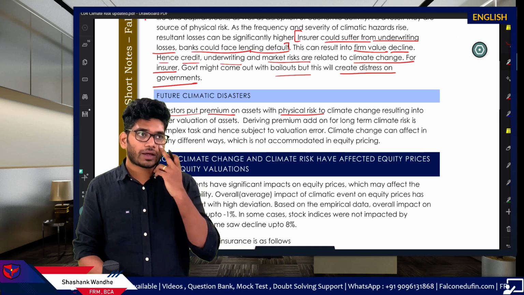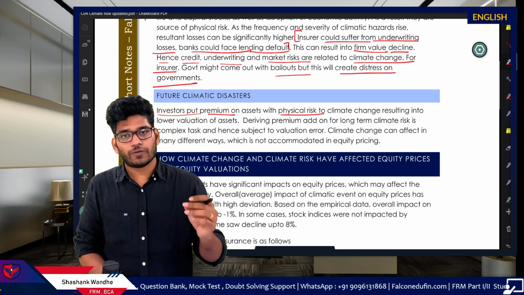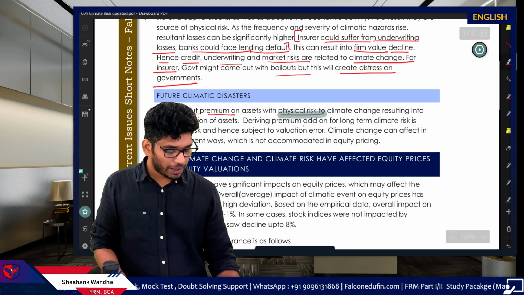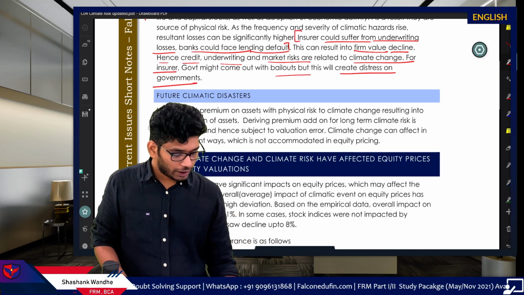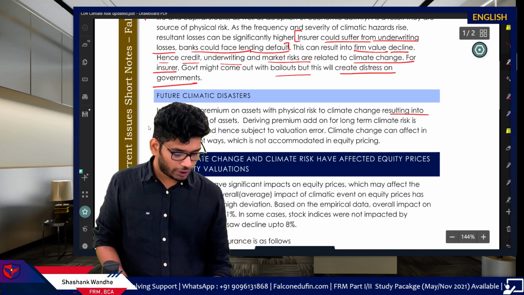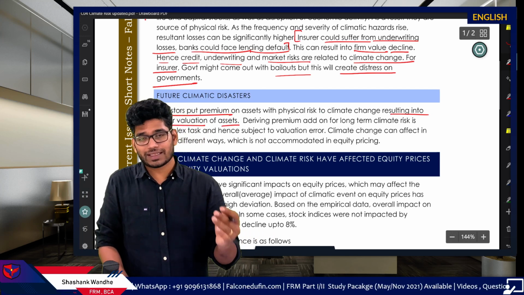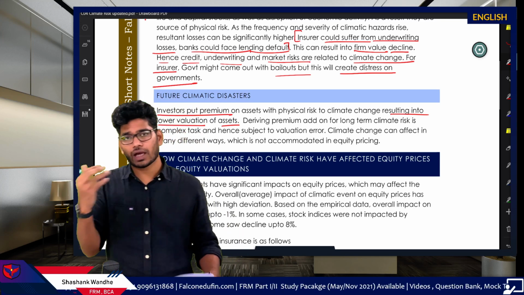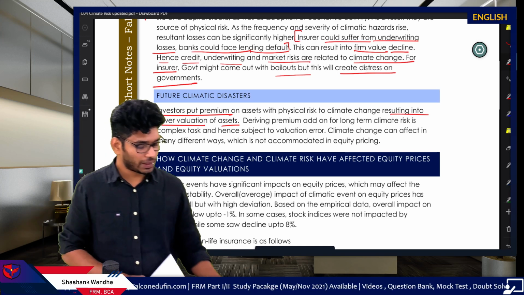Premium, as in, we all know, for taking risk, the investor puts a premium add-on, right? So this premium add-on is also for the physical risk of climate change, resulting in lower valuation of the asset, right? If the premium is added or increased, then automatically it will result in a higher discounting rate. A higher discounting rate will result in lower valuations.